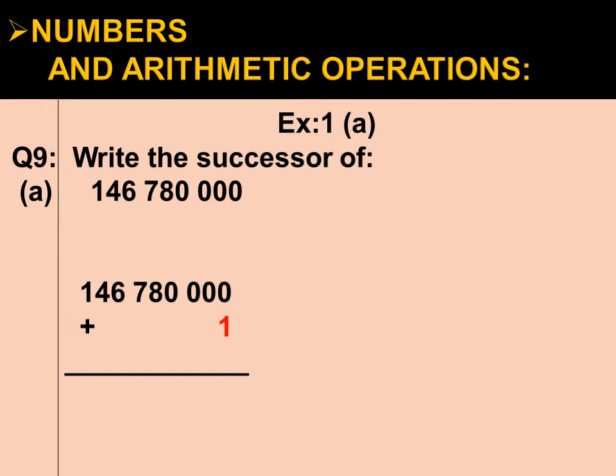Yes, we have question number 9 of exercise 1A. Write the successor of this number. What will we do? We will just add 1. Okay, for successor, we will add 1. When we add 1 to the digit at one's place, we will get this answer. This answer will be the successor of our given number.